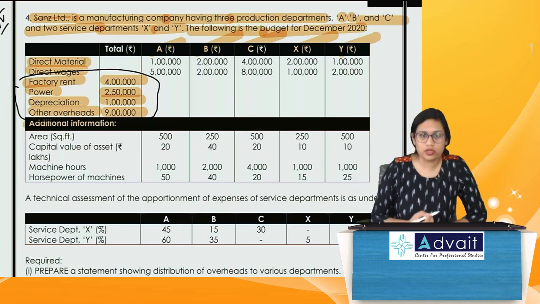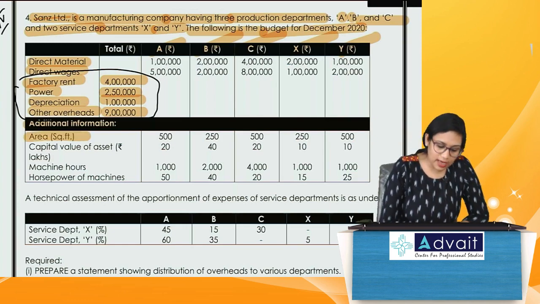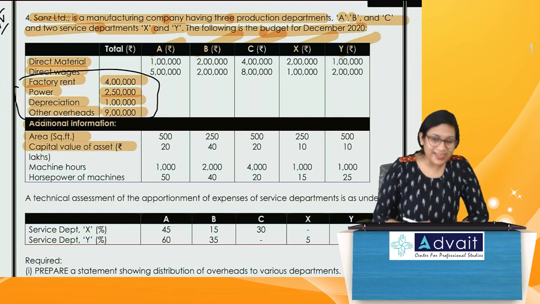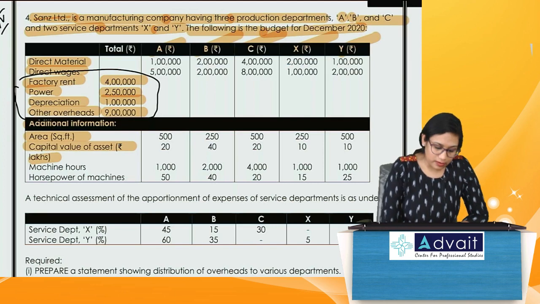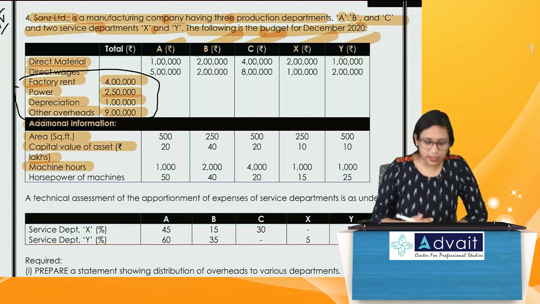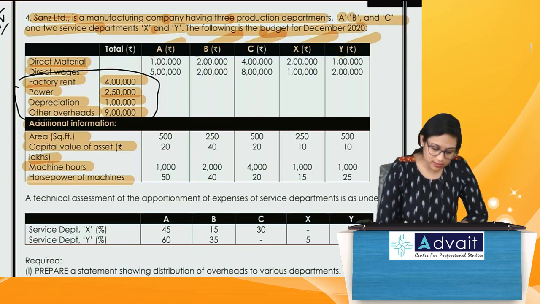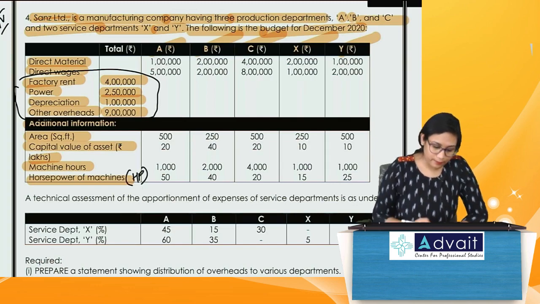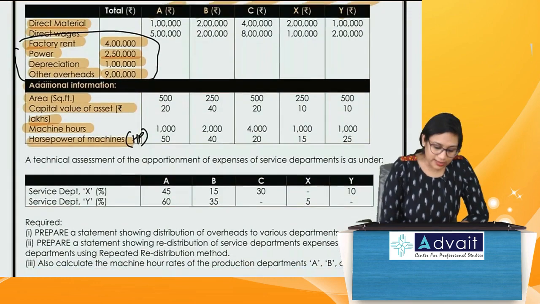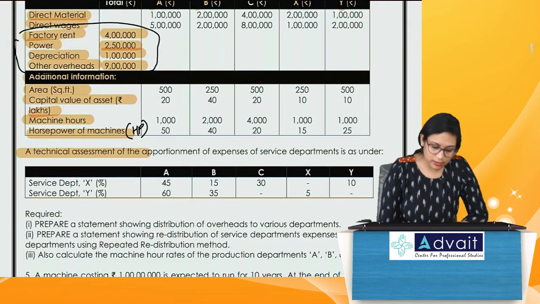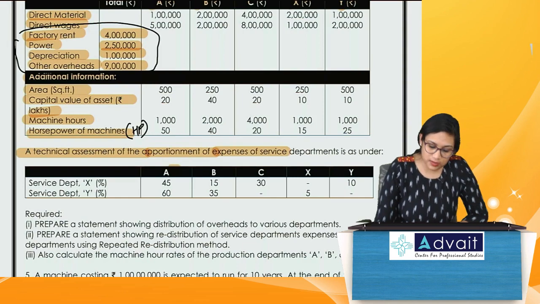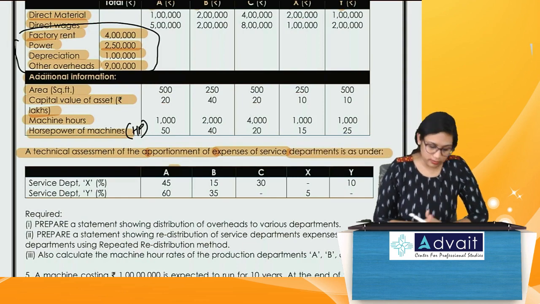And then let's see what they have asked. Additional information. Area in terms of square feet they have given. Capital value of assets in lakhs they have given. Machine hours has been given. Horsepower of machines has been given. This is nothing but HP. A technical assessment of the apportionment of expenses of service departments is as under.